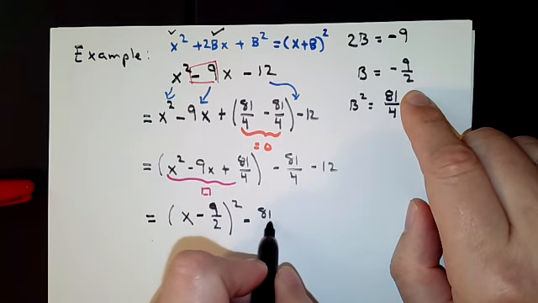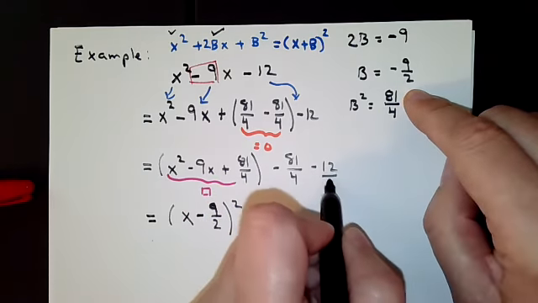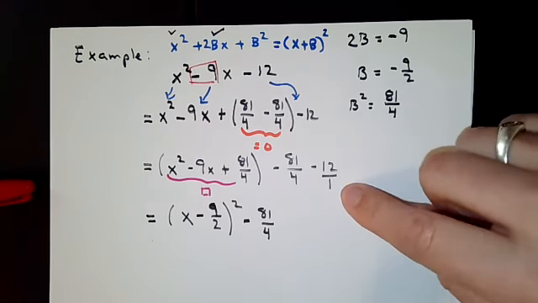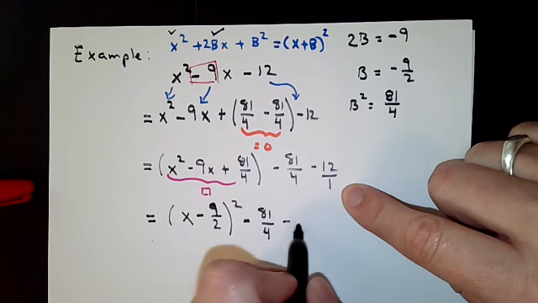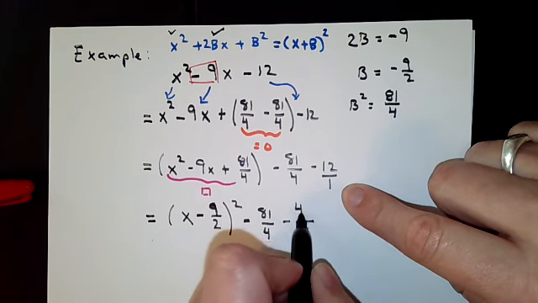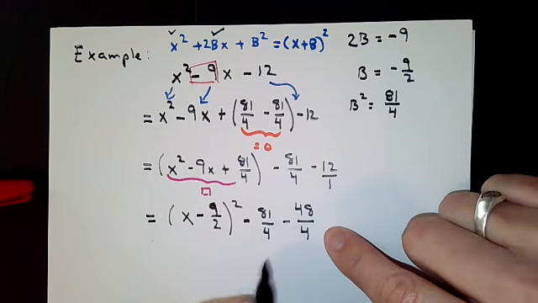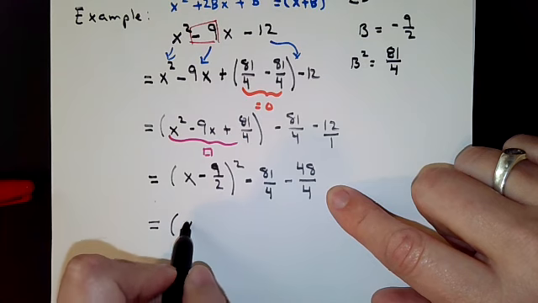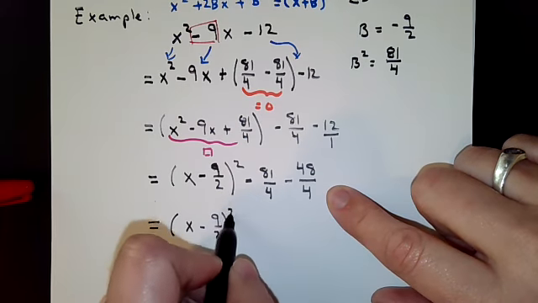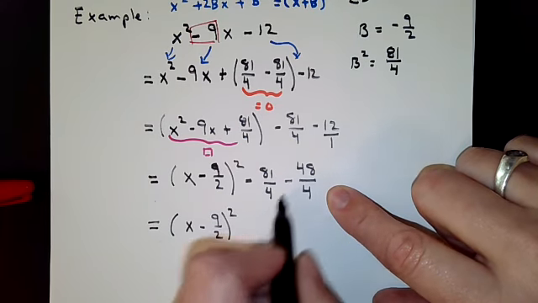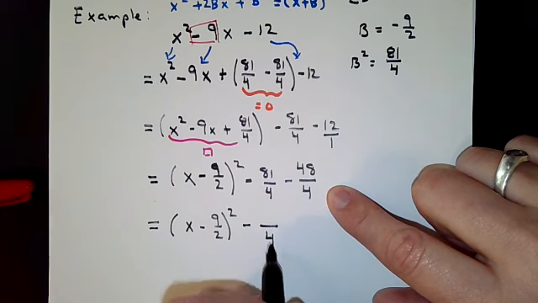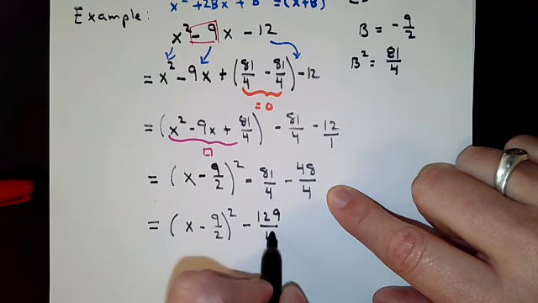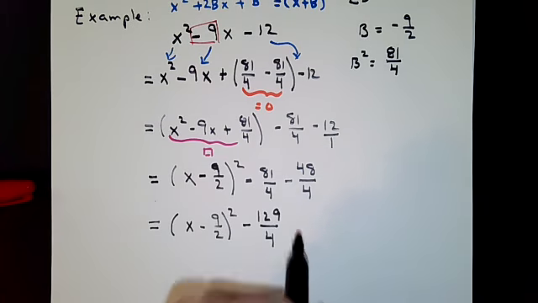Well, like in the previous example, we're going to have to combine them, which means we need a common denominator. So thinking of the 12 as 12 over 1, the common denominator is 4. So we convert to a common denominator. Now we combine. So negative, denominator will be 4. So 81 and 48, that's 129. There's our completed square form.